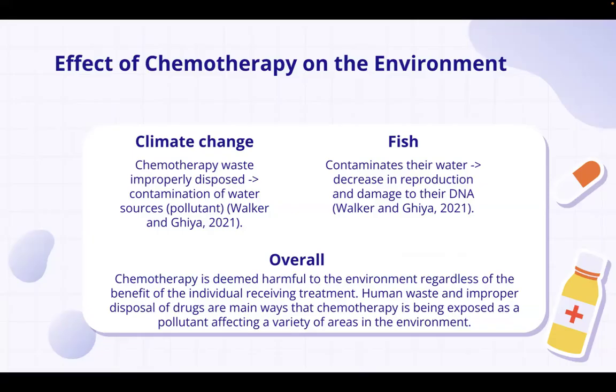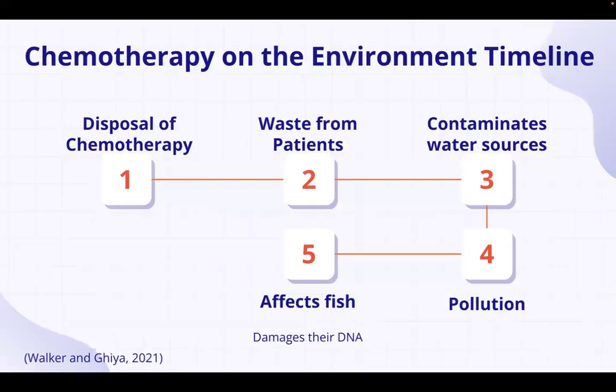So just to go over a little bit of a timeline. First you have the incorrect disposal of chemotherapy, which becomes a waste from the patient itself. It contaminates the water sources, which affects, obviously, the fish. It also pollutes the air and the water and affects the DNA of the fish itself, which affects their reproduction. So now this is also affecting a food source of ours because many individuals eat fish. So it goes back into a cycle.